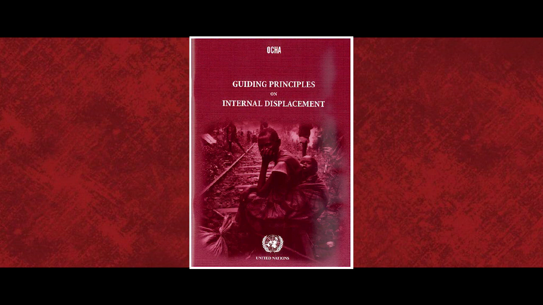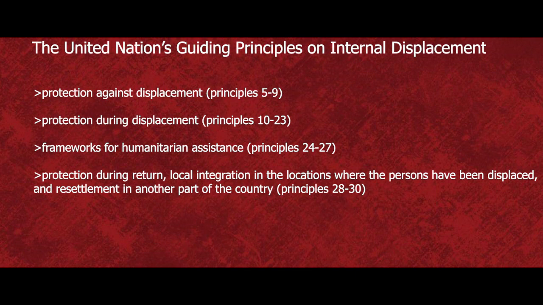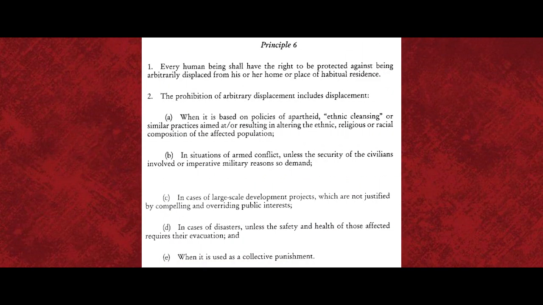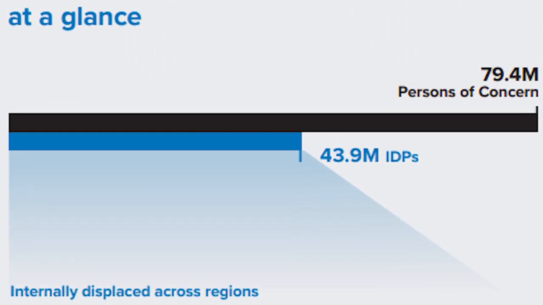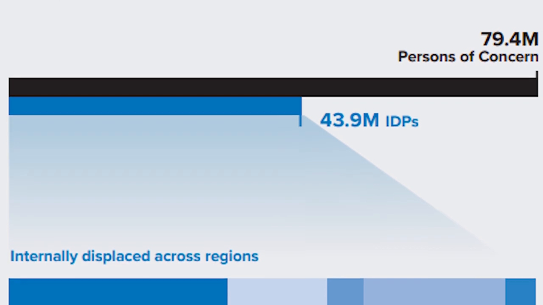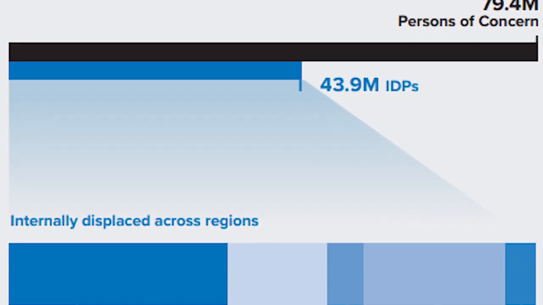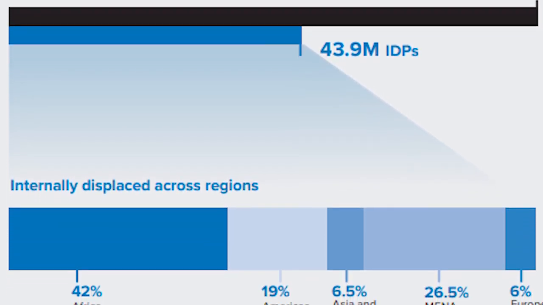The guiding principles address protection against displacement, protection during displacement, frameworks for humanitarian assistance, protection during return, local integration into the locations where people have been displaced, and resettlement in another part of the country. The principles restate the right of individuals not to be arbitrarily displaced and prohibit displacement on ethnic, religious, or racial grounds. They also state that IDPs are entitled to enjoy the same rights and freedoms under international and domestic law as do other persons in the country without discrimination.